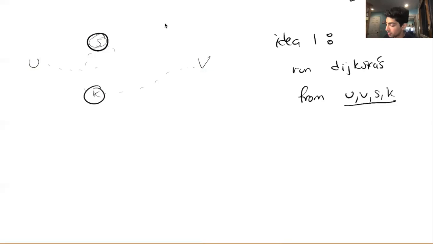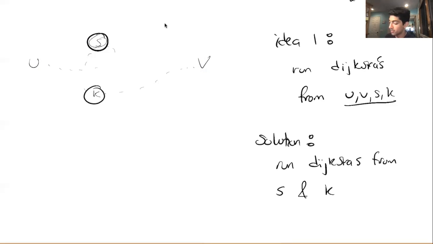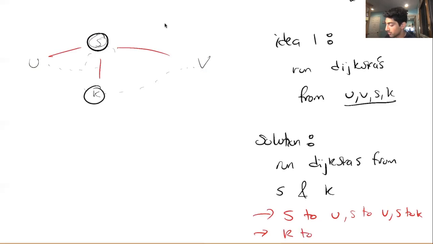Okay, so the solution is run Dijkstra's from S and K. Okay, so what that's going to give us is the shortest path from S to U, S to V, and S to K. In the same light, we will have the shortest path from K to S, K to V, and K to U, right? Right, we get all of these purple and red edges.